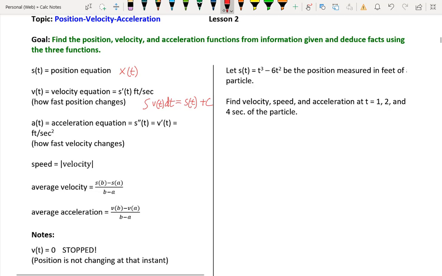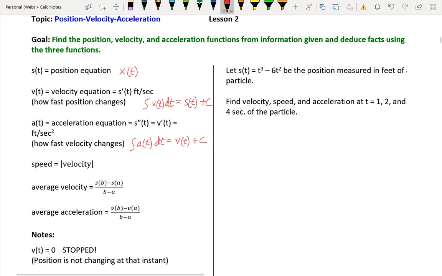The acceleration function is the second derivative of position, which happens to be the derivative of velocity, and that's going to be measured in feet per second squared or miles per hour squared, and that's how fast your velocity is changing. And again, just like I can go from velocity back to position, I can go from acceleration. If I take the integral of the acceleration function with respect to t, I get the velocity function plus some constant value of c.